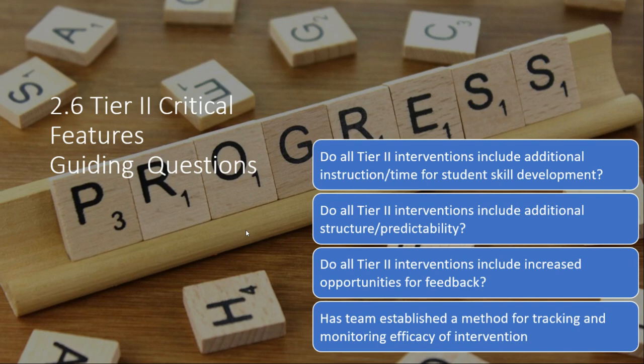Do all tier 2 interventions include increased opportunities for feedback? Again, remember PBIS, we use behavioral errors as opportunities to reteach. So we need to document how we are reteaching those expected behaviors to correct the behavioral errors that those students are making. And has the team established a method for tracking and monitoring efficacy of these tier 2 interventions? It's very critical that during that planning process, the team decides how they're going to monitor the students' response to these interventions and their effectiveness.